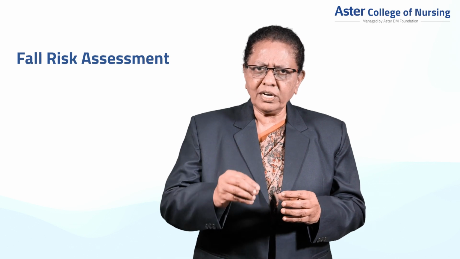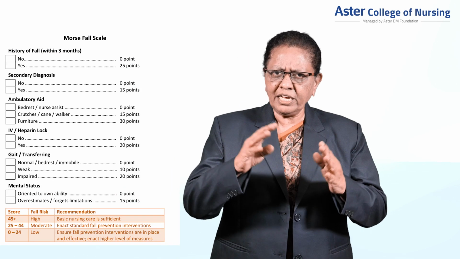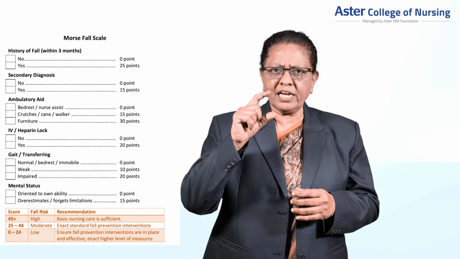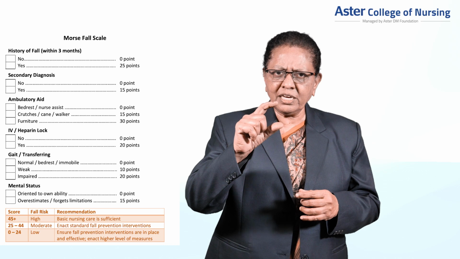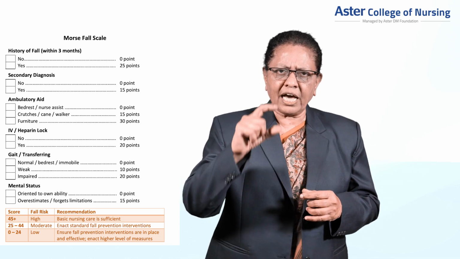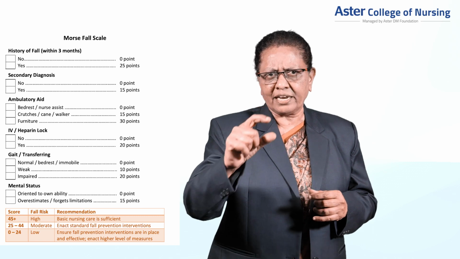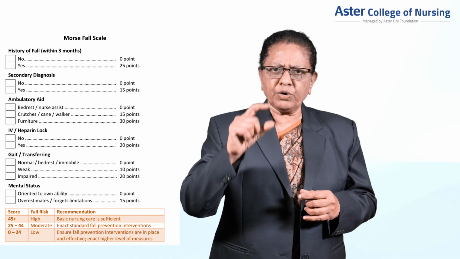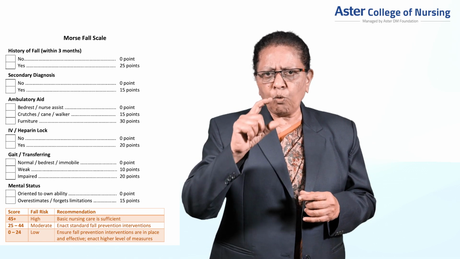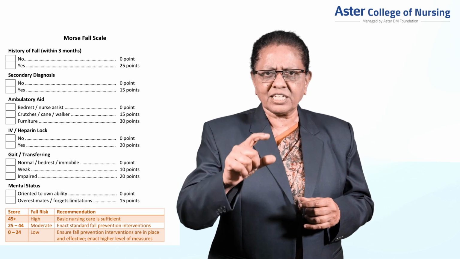I want you to understand there are many different scales. The scale will give you the conclusion to rate how much chance my patient has of a fall. That is a number. So how do I come to a conclusion with that number? In this, I'm talking about Moore's fall risk assessment scale.